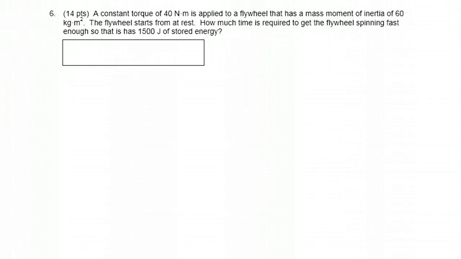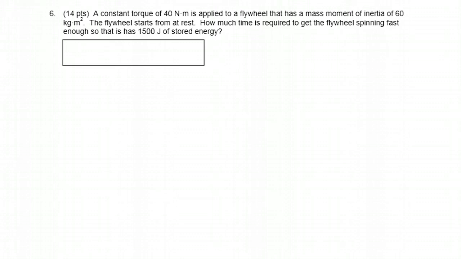Okay, number 6, we have a situation where a constant torque of 40 Newton meters is applied to a flywheel. We're given the mass moment of inertia of the flywheel, the fact that it starts from rest, and we want to determine how much time is required to get the flywheel spinning fast enough so that it has 1500 joules of energy stored up.